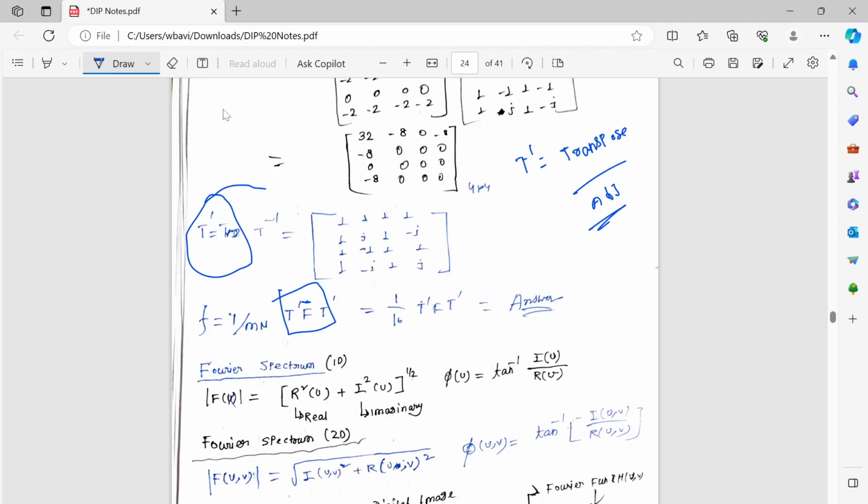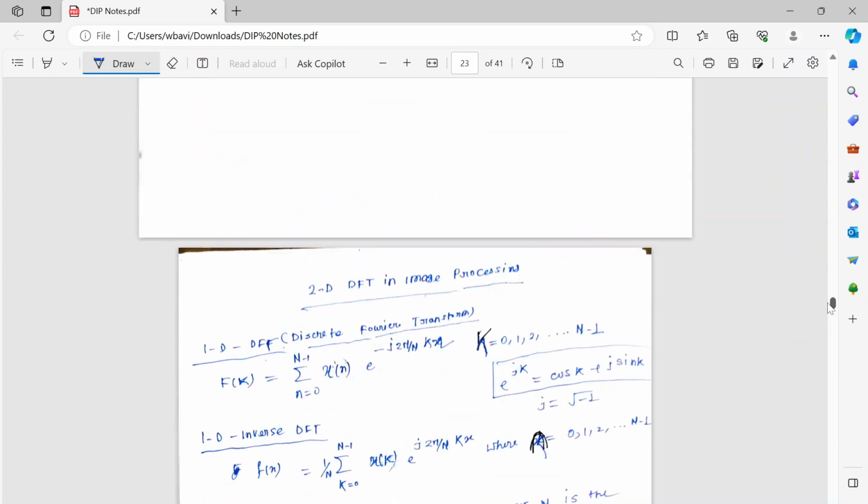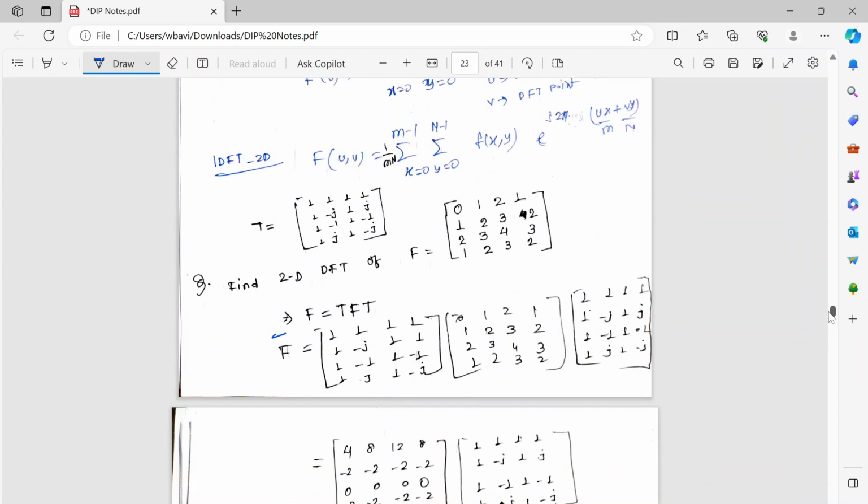And next come to this part here. How to solve a numerical? You can see the problem at first. They are asking me to find the 2D DFT of f. F is starting from 0, 1, to 1. You can index it 0, 1, 2, 3, and you can index it 0, 1, 2, 3. This is the row, called x, and this is the column, called y. So you have got f(x, y).